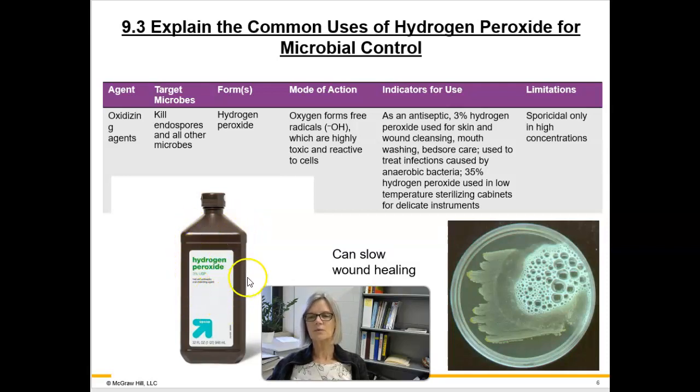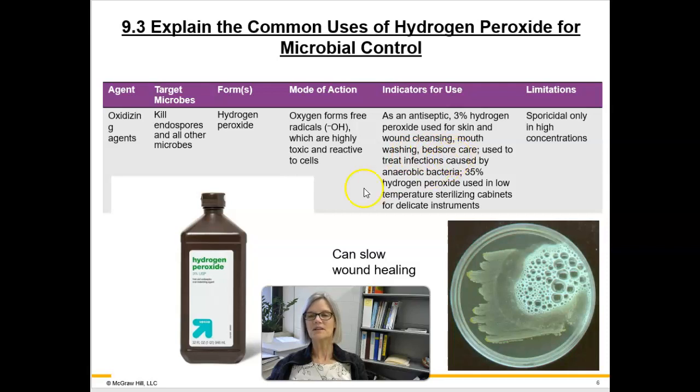But hydrogen peroxide works quite well in killing bacteria, and it says as an antiseptic it's used at about 3%. It can be used on skin or wound or even mouthwashing. I know my dentist during COVID had us rinse with hydrogen peroxide before getting work done to reduce the potential virus in your mouth.